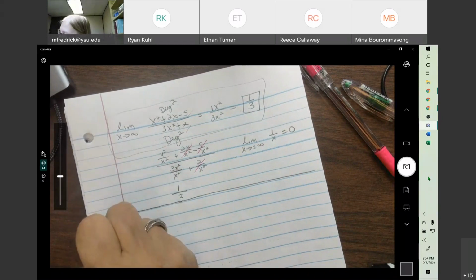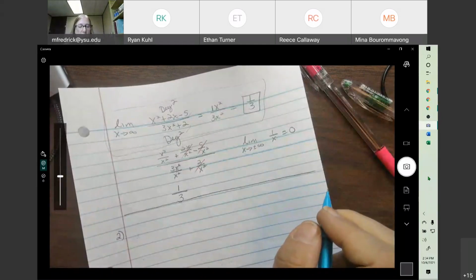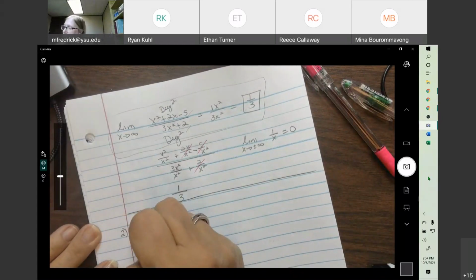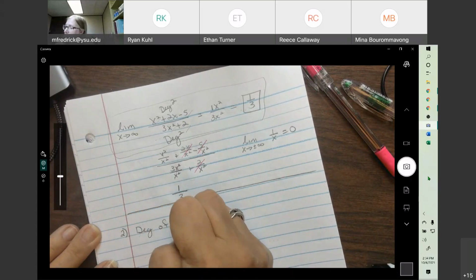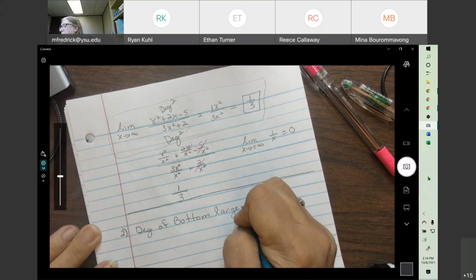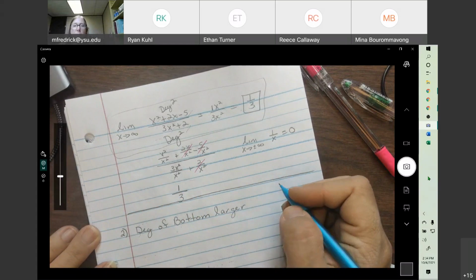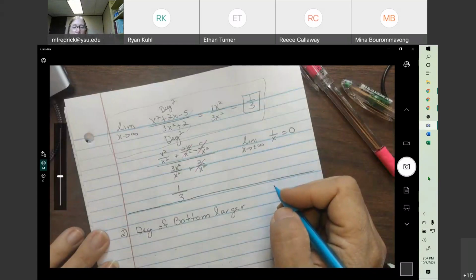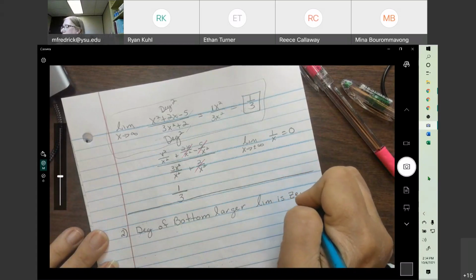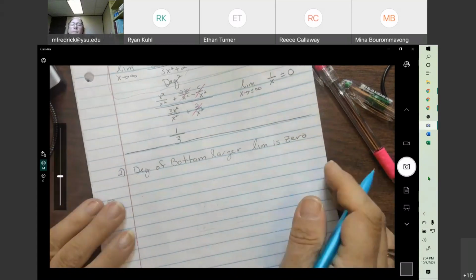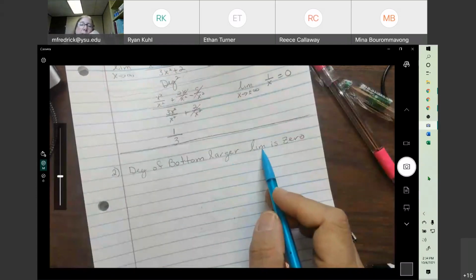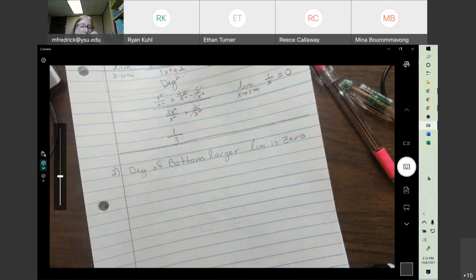The second case, the degree of the bottom is larger. This one is really nice. Because if you think about it, if you take a small number and divide by a large number, it's getting really close to 0. So the limit is 0. So if the degree of the bottom is larger, the limit is 0. You don't even have to think about it.